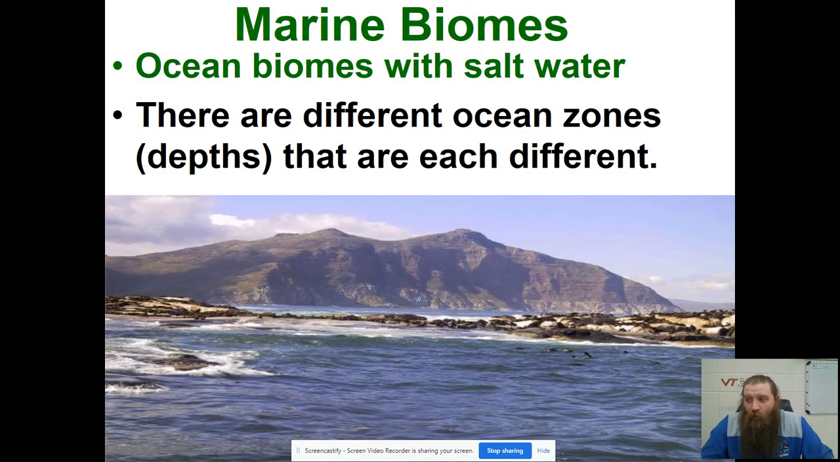Opposite of our freshwater biomes are our marine biomes, and these are biomes with salt water. And you might be thinking, well, the oceans are all salty. Is that one big biome? Well, not really.